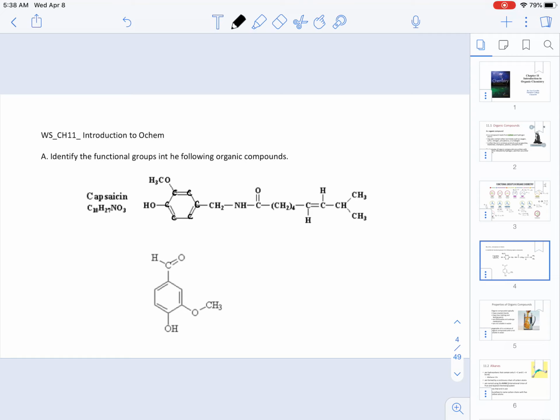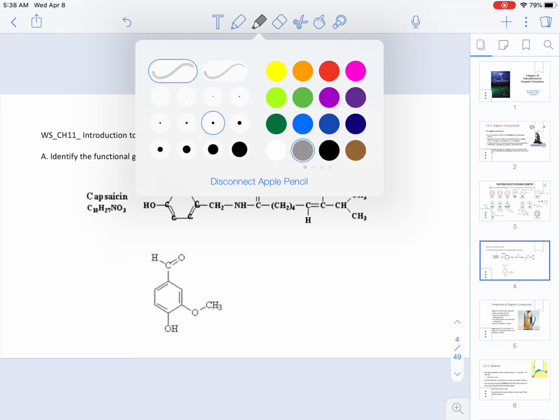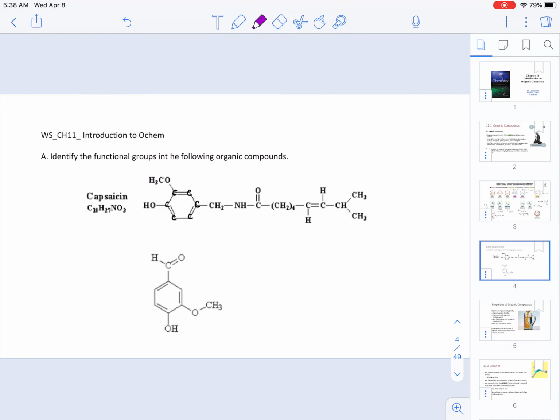So the reason why I want to write them in is because right now it may not be so obvious certain functional groups that we have in the system. So let's get started with identifying the different functional groups that we have here. I'm going to be highlighting all of them in a purple color. So starting from the molecule, starting on the left.